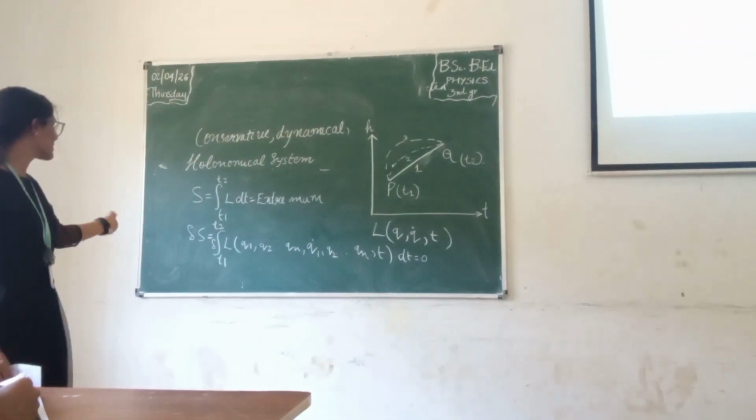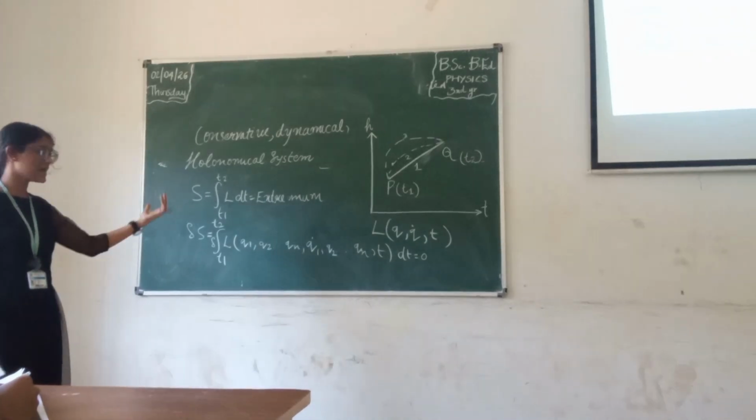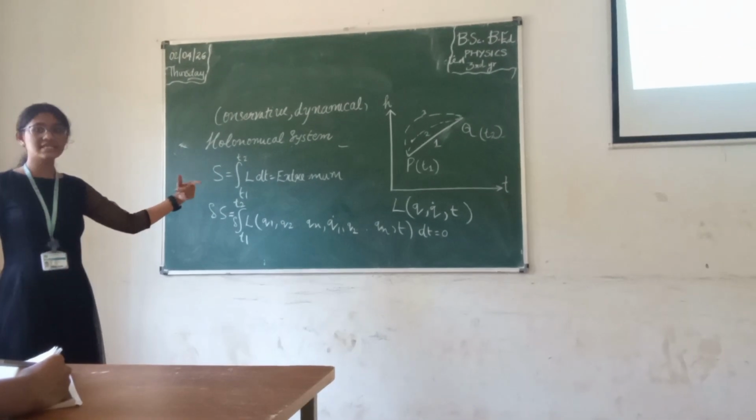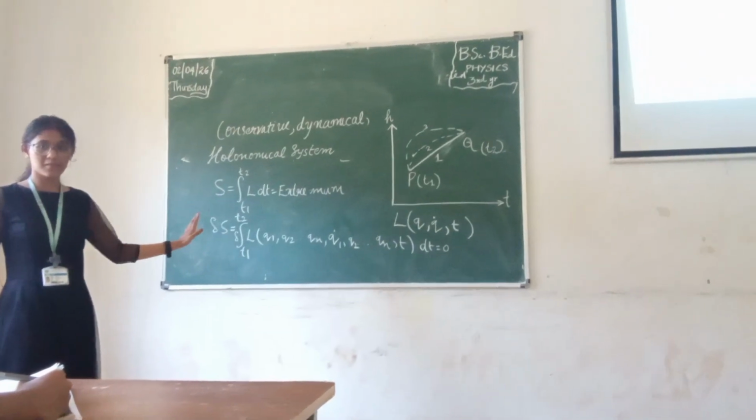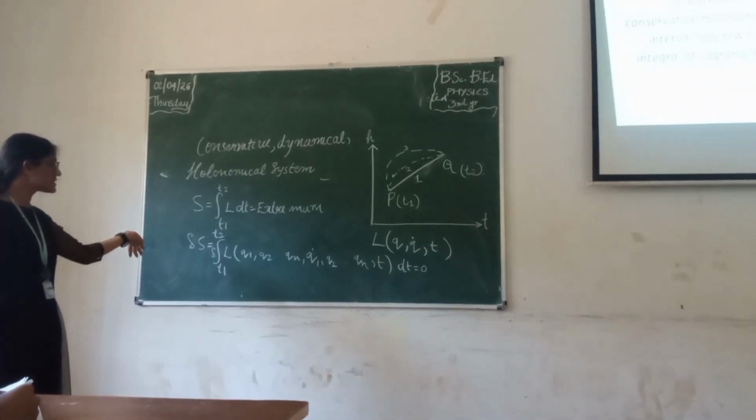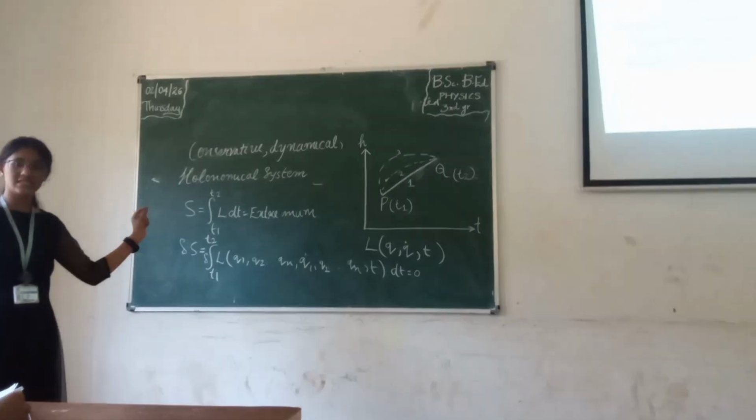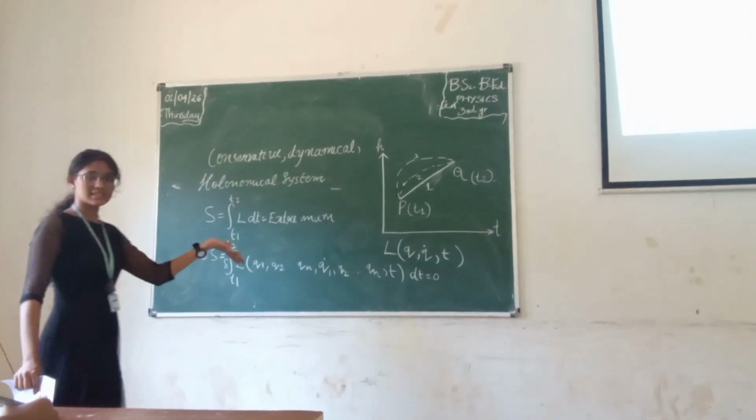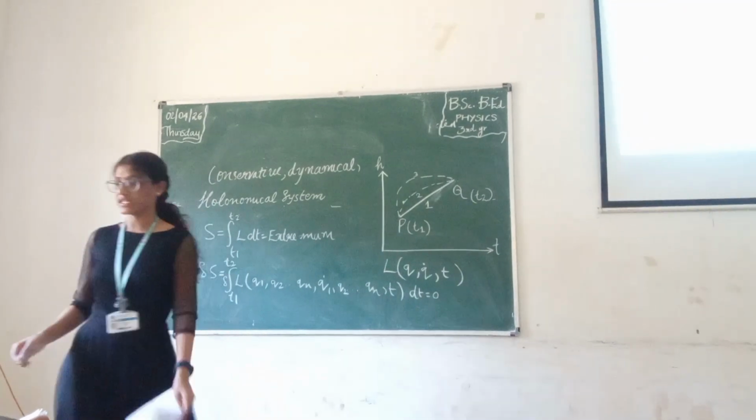So the actual path is the one where the time integral of the Lagrangian is either maximum or minimum. If we take the variation, we write the Lagrangian as a function of the coordinates, velocity as well as time. That becomes 0. So this is the condition.